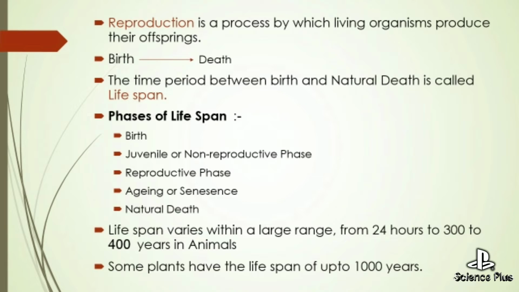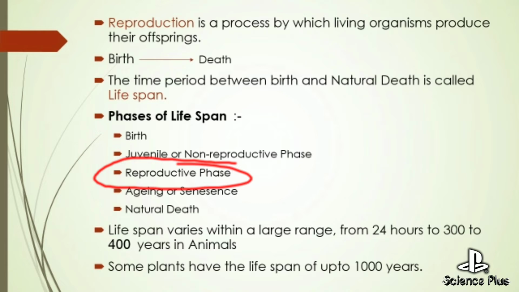Now lifespan is further divided into different phases: birth, then juvenile or non-reproductive phase, then reproductive phase, then aging or senescence, and at last death of the individual. One important point should be noted here, that aging and senescence, these two words are similar but are used in different contexts. Aging is used in terms of animals or humans only, but senescence is used in terms of plants only. So this is how lifespan is divided into these different phases. We have to get the detailed information about the reproductive phase in this unit.